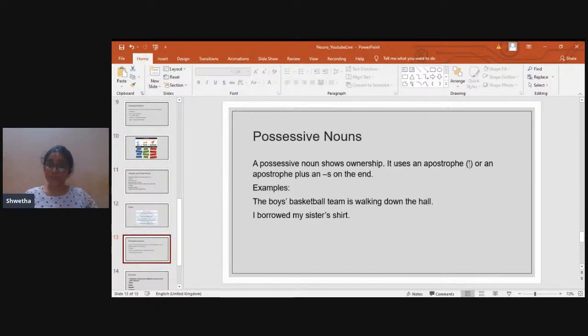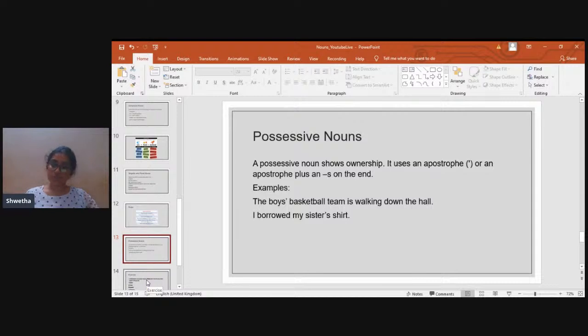It uses an apostrophe. Look, this is the symbol for apostrophe, plus an S at the end. Apostrophe plus an S at the end. The boys' basketball. But remember, this apostrophe and S, you add to words that don't end in S. But if you have a word that ends in S, you will simply put just the apostrophe. This is a common mistake I see many people making. Remember, you will only put the apostrophe. The S is not required. The boys' basketball team is walking down the hall. I borrowed my sister's shirt.